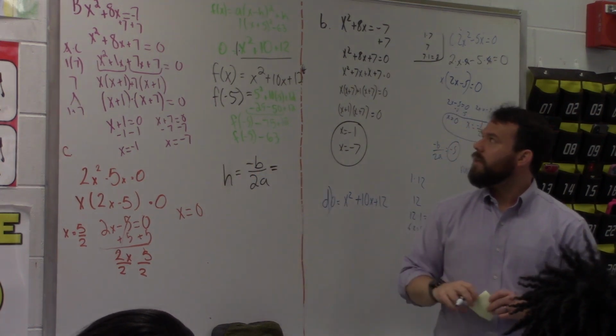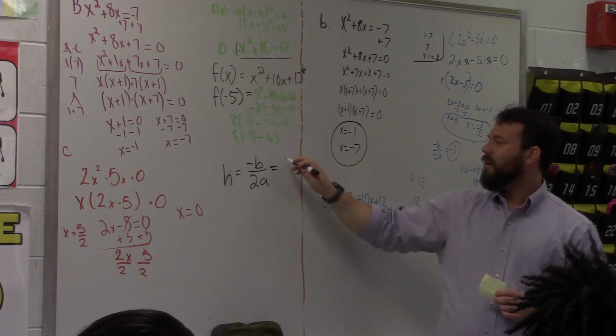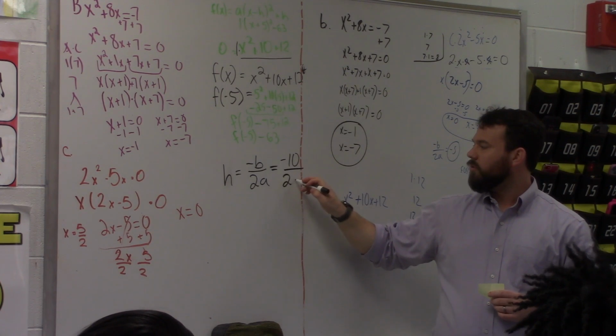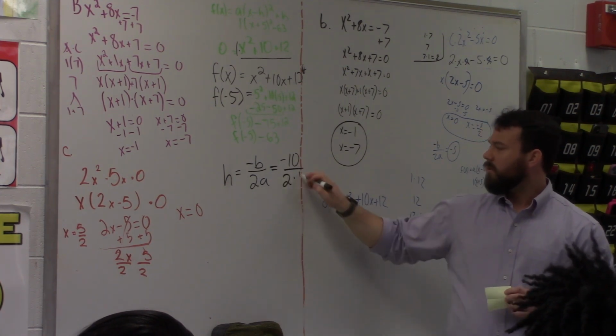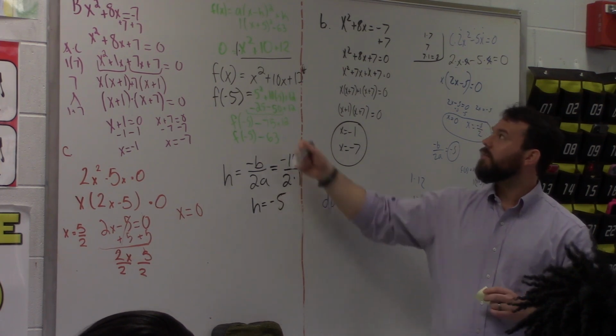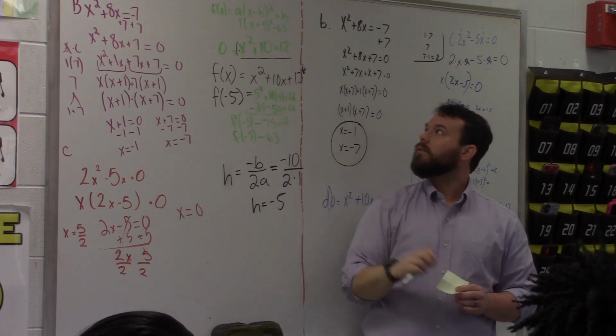So what is B? 10. So I have the opposite of B, which is negative 10, divided by 2 times, what is A? 1. So what is H? Negative 5. Be careful with negatives. So notice, x plus 5 squared, right?